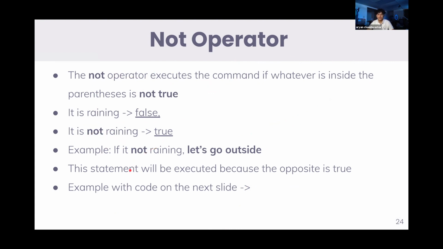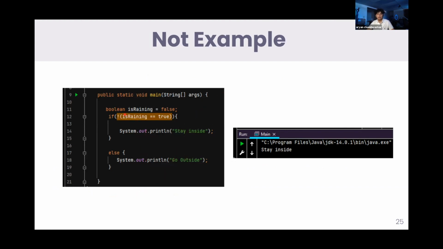So an example is, if it is not raining, let's go outside. But we don't say it by saying if it is not raining. So it'll clear up in the next slide. So again, the NOT operator is just an exclamation point. And here we have an if statement. And inside our if statement, we have the NOT operator, the exclamation point, basically saying whatever is inside this, just think of the opposite.